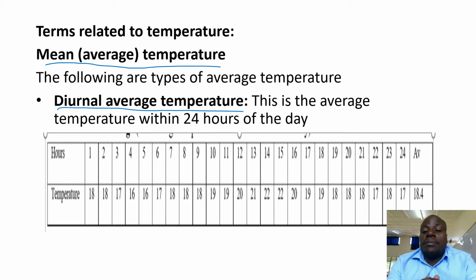In case you are given a table like this, a table which shows hours in a day and temperature for each hour, to get daily average temperature, you first add the temperatures received in the whole day by adding temperature of each hour. Then you divide by the number of hours in a day, which I think are 24 hours. Then the answer you get stands for daily average temperature.